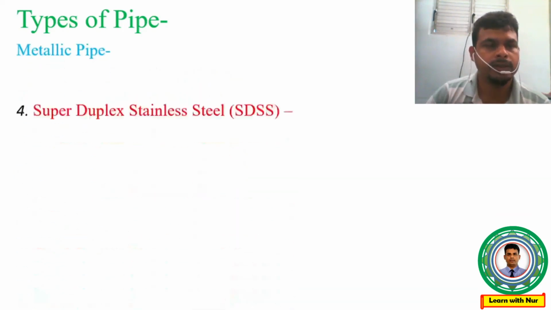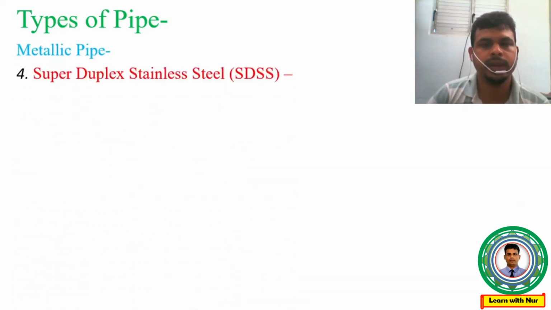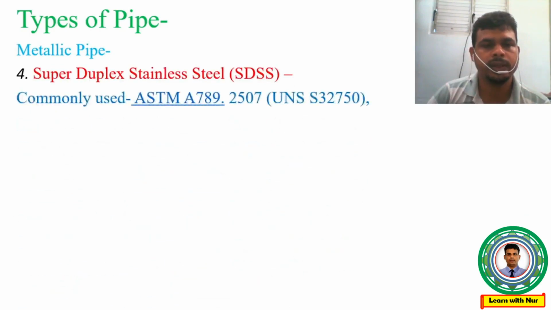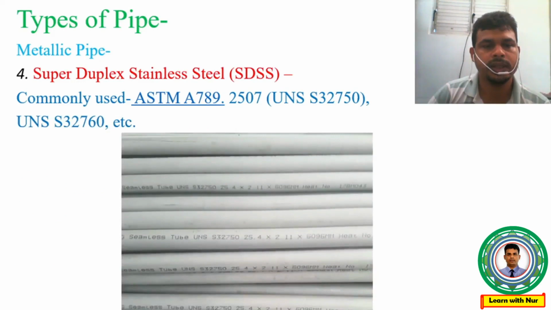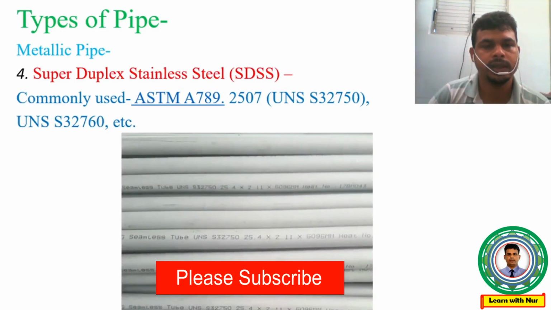Number 4 is the super duplex stainless steel pipe. Short form is SDSS. Commonly used ASTM A789, then 2507 UNS S32750, UNS S32760, etc. You can see the photos are the same as before. The writing has UNS S32760.